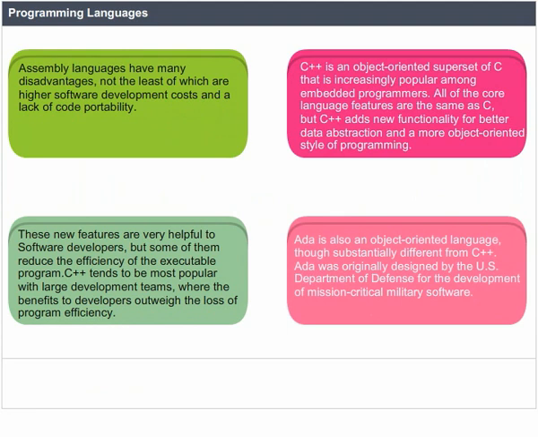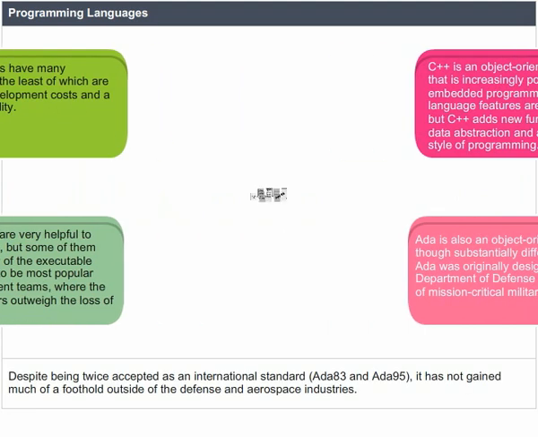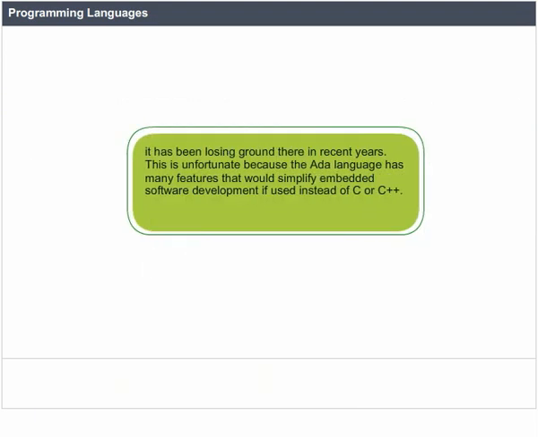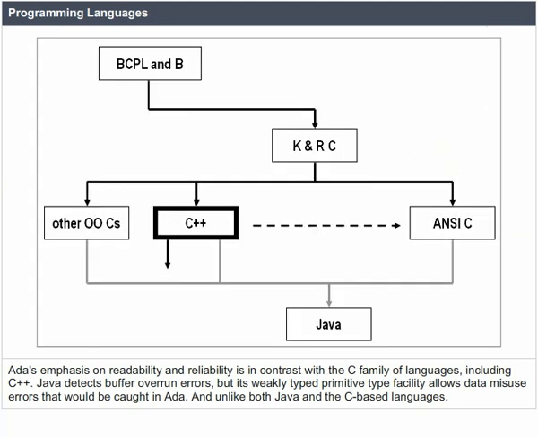ADA was originally designed by the US Department of Defense for the development of mission-critical military software. Despite being twice accepted as an international standard, ADA 83 and ADA 95, it has not gained much of a foothold outside of the defense and aerospace industries. It has been losing ground there in recent years. This is unfortunate because the ADA language has many features that would simplify embedded software development if used instead of C or C++. ADA's emphasis on readability and reliability is in contrast with the C family of languages, including C++.